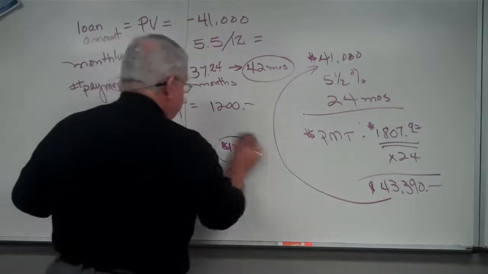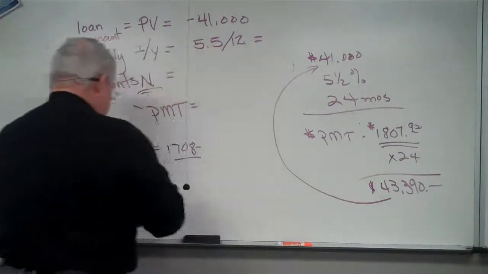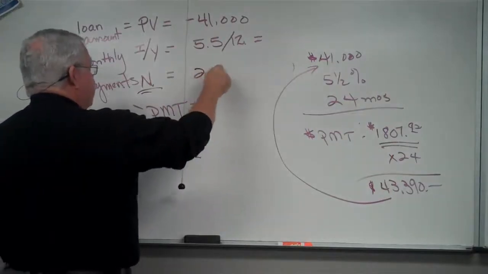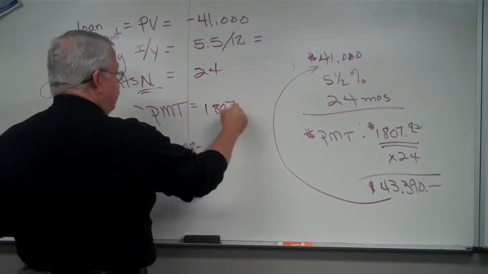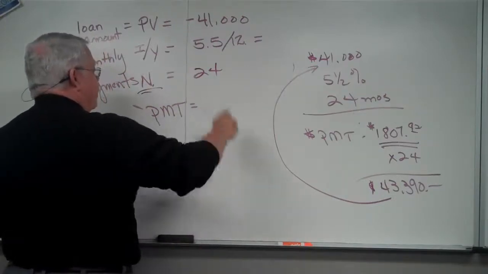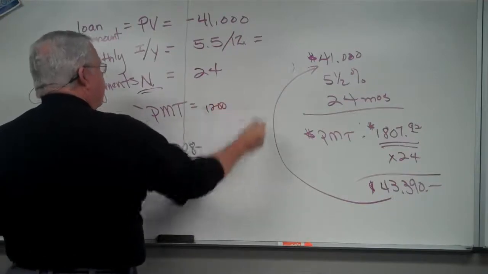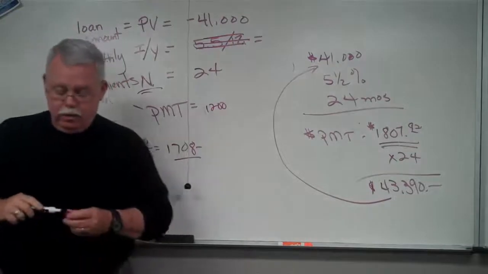Okay, go back to the original problem. This was going to be 24 months, and I'm going to pay the payment of $1,807. No, I'm not. I got to have a $1,200 a month payment. What rate of interest do I need to negotiate in order to do that?